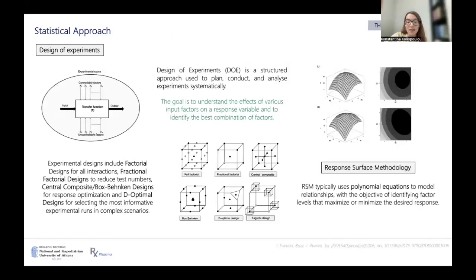Design of experiments is a systematic approach to optimize processes by understanding how various factors affect outcomes. Key designs include factorial, fractional factorial, central composite, Box-Behnken, and the optimal designs. Response surface methodology uses polynomial equations to model and optimize these relationships, making it valuable in fields like product development and manufacturing.